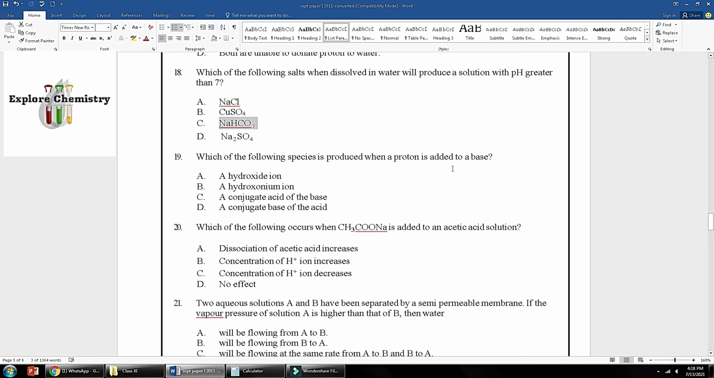Bases convert into conjugate acids. So C is the correct answer, a conjugate acid of a base. After accepting a proton, a base will convert into its conjugate acid.